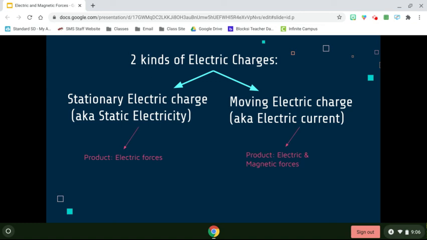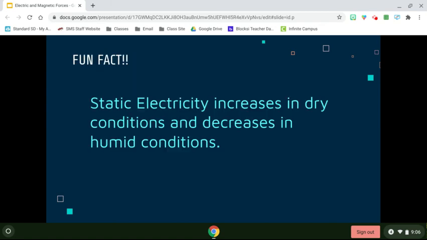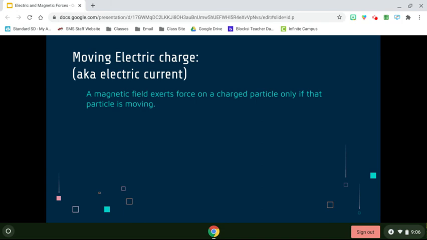The products of static electricity are electric forces, whereas the product of an electric current is electric and magnetic forces. Static electricity is the accumulation of electric charges on the surface of an object. Where does it come from? It is the result of constant contact with materials that can lose or gain electrons and create opposite charges. A fun fact: static electricity increases in dry conditions and decreases in humid conditions.